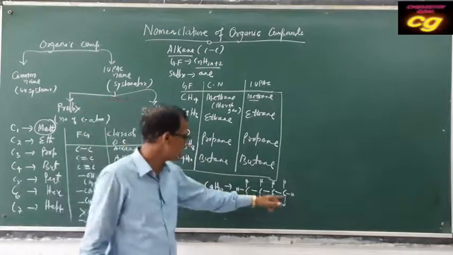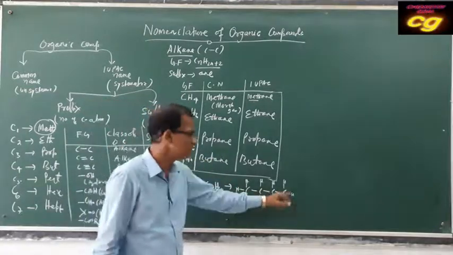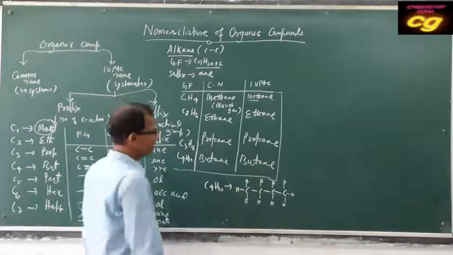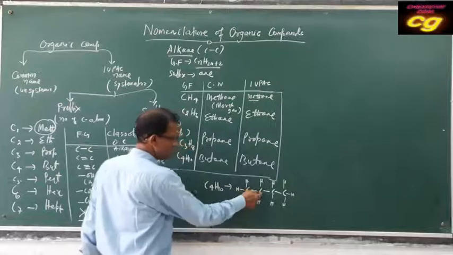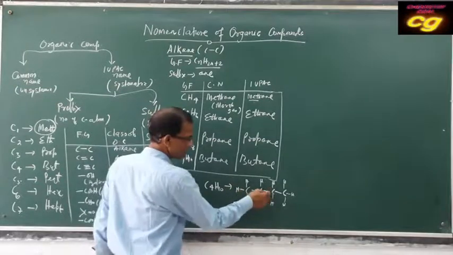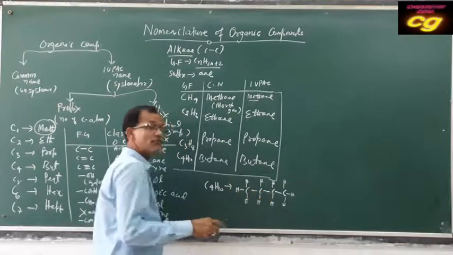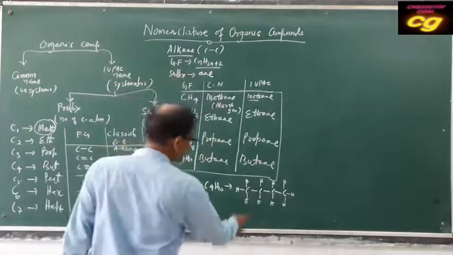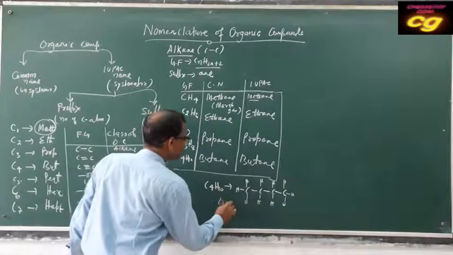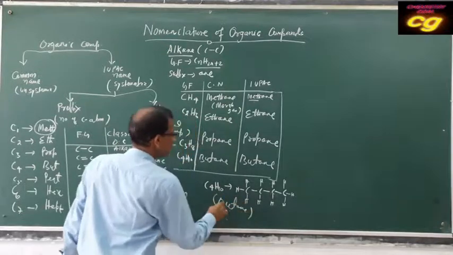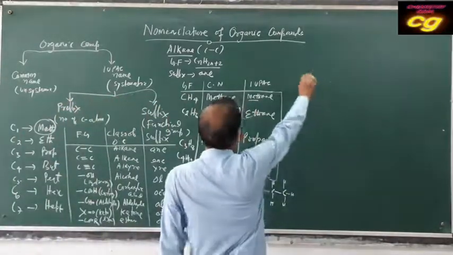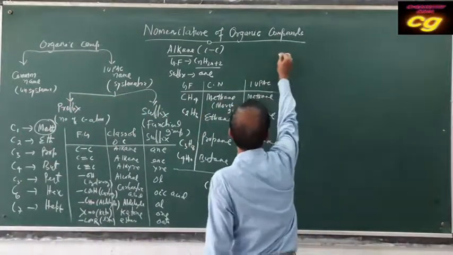So the straight chain form is C4: 1, 2, 3, 4 carbon. Then fill up the hydrogen by counting the number of carbon atoms. Here 1 carbon is attached to 1 carbon, so 3 hydrogen. Here attached to 2 carbon, so 2 hydrogen, to satisfy the tetravalency of carbon. So this is the structural formula of butane. Similarly, let us come to alkene.